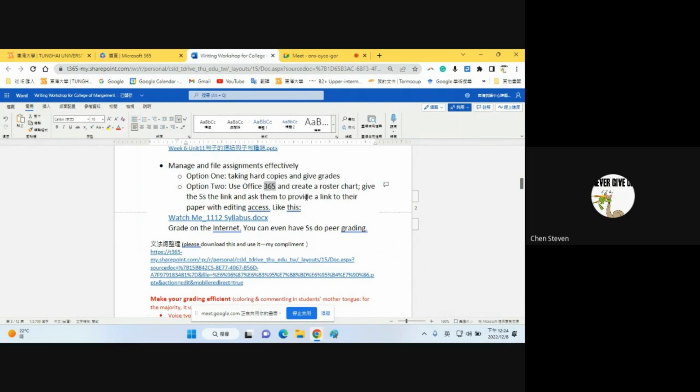Option one, you can use Office, an online site, to create a roster chart that includes your students' names. And then you give the students the link of the chart and ask them to paste the link to their assignments, and give you the editing access. Am I making myself clear? Okay, like this. I'll show you an example.